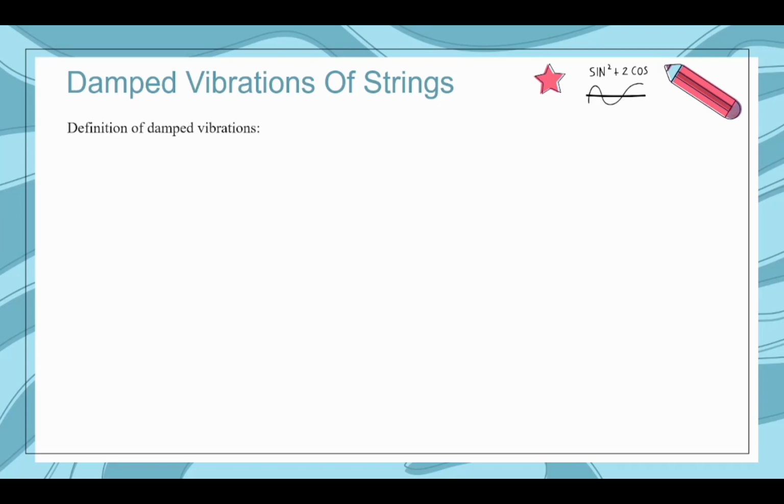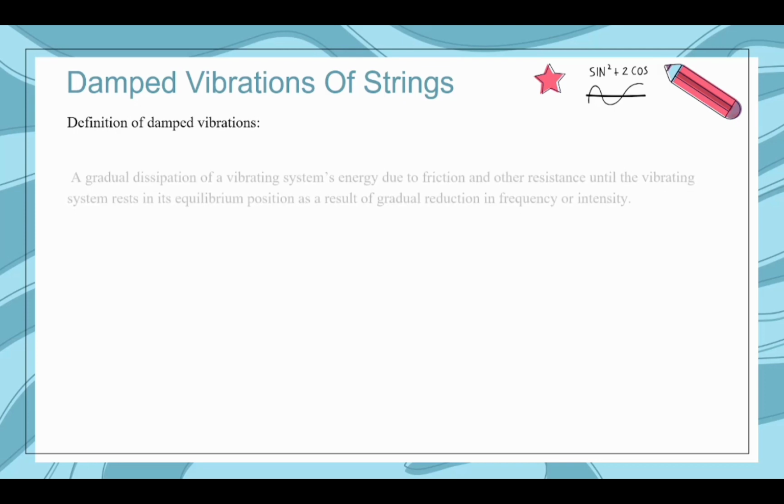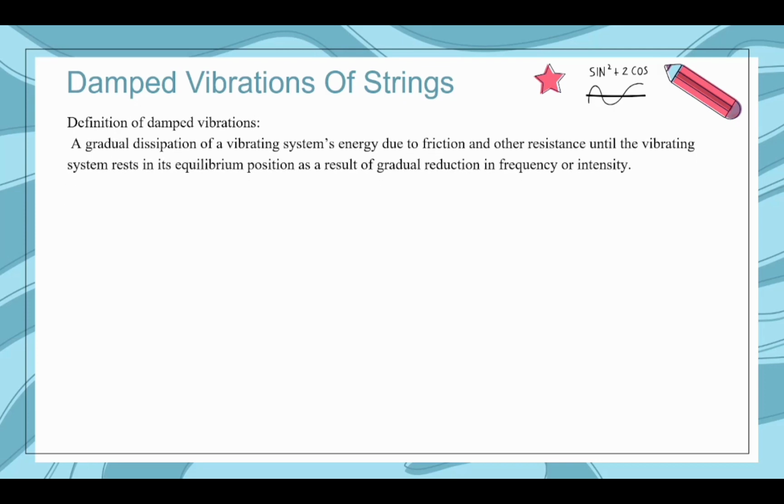Now let's take a look at its definition. The definition of damped vibrations means that it is a gradual dissipation of a vibrating system's energy due to friction and other resistance until the vibrating system rests in its equilibrium position as a result of gradual reduction in frequency or intensity.